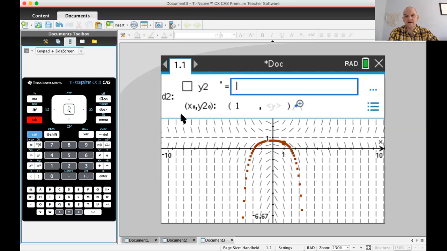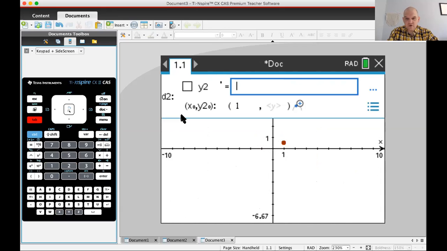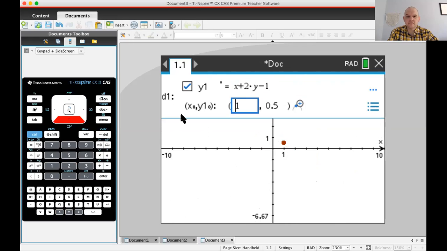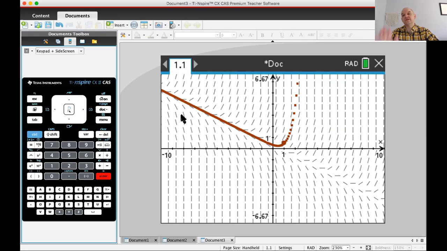Let's do one that we kind of recognize. Let's do x plus 2y minus 1. Where's my slope field? Gone. Oh, you know what it is? I just used y, I didn't use y1. There you go. It's important that you use y1. So this is a pretty good slope field.